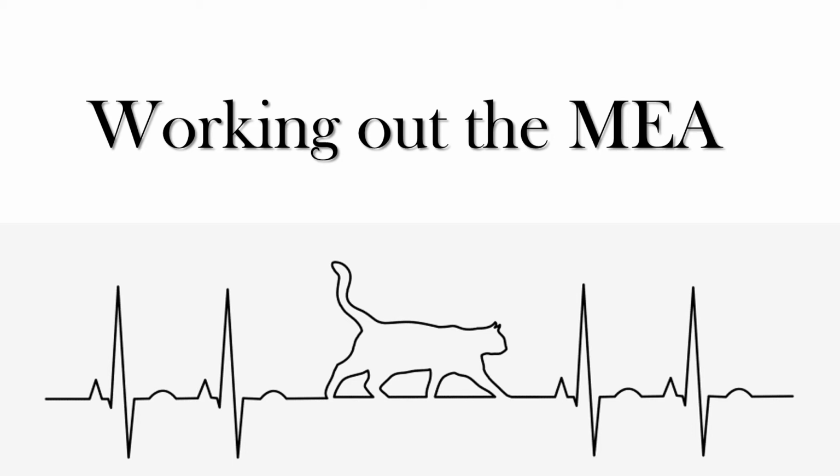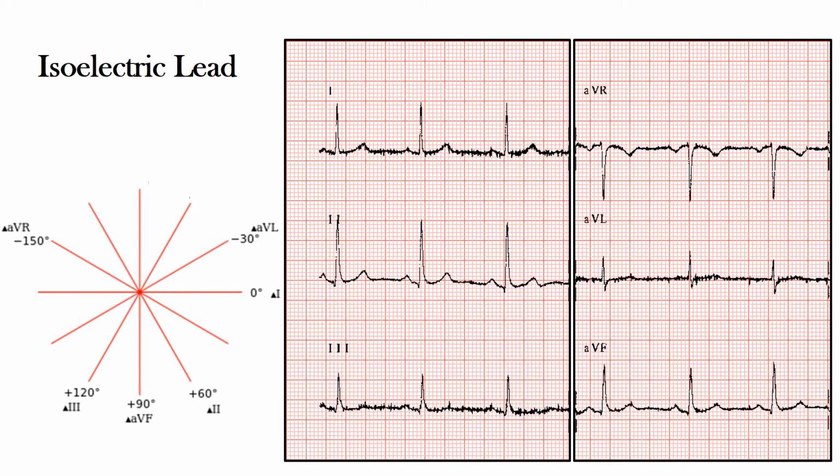If we look at an example where the deflections for the 6 leads are provided, we can work out where the MEA lies. There are a number of methods to determine the MEA. Let's look at the isoelectric lead method. The isoelectric lead is the lead where the sum of the deflections equals a net deflection of 0.